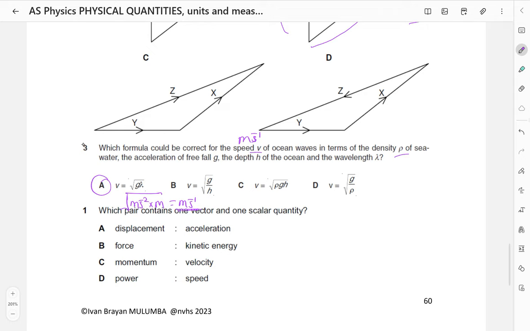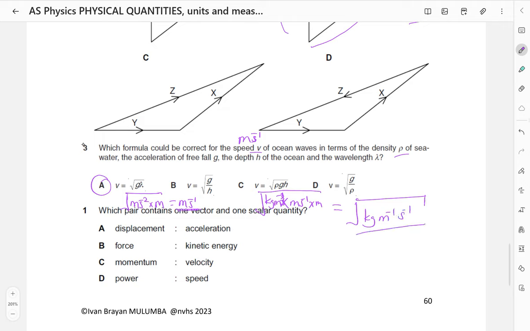You can check, I will just check C. C, density is kilogram per meter cubed. Then G is meters per second, H is meters. When I, this is under the square root. When I simplify, I have square root of kilogram, meters power negative 3 times meters, it becomes meters power negative 1, s power negative 1.